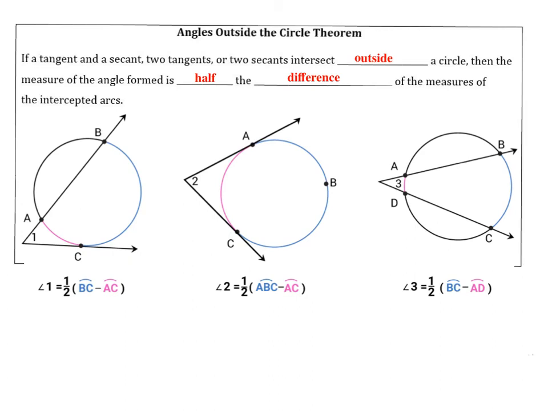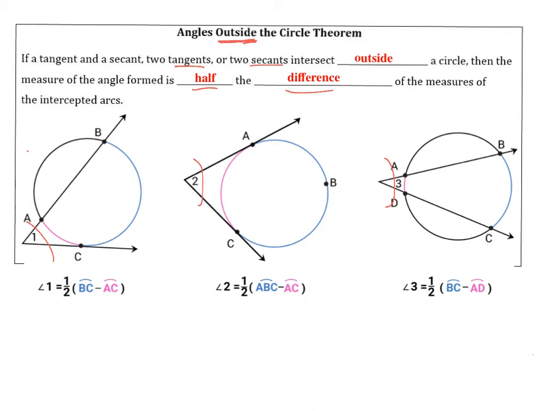For this next theorem, I'm now dealing with an angle that is going to be outside of my circle. Whether that angle is formed by two tangents, as we can see in this example in the middle, whether it's formed by two secants, as we can see in this example on the end, or whether it's formed by one secant and one tangent. So for that angle, whether it's measure of angle 1, measure of angle 2, or measure of angle 3, it's always going to be half the difference between the two arcs.